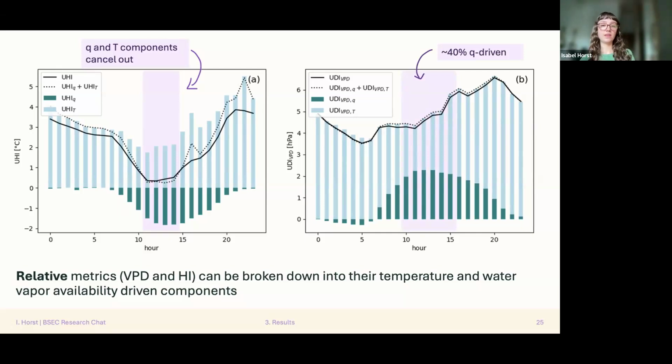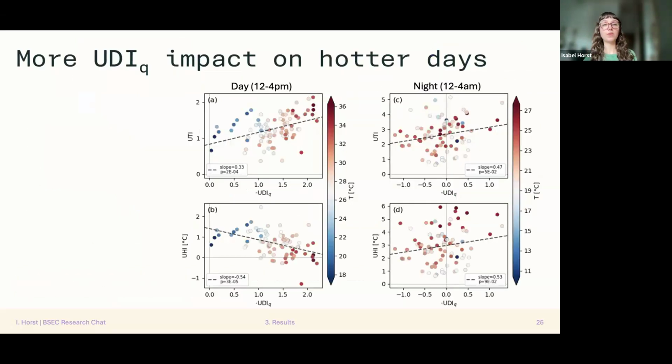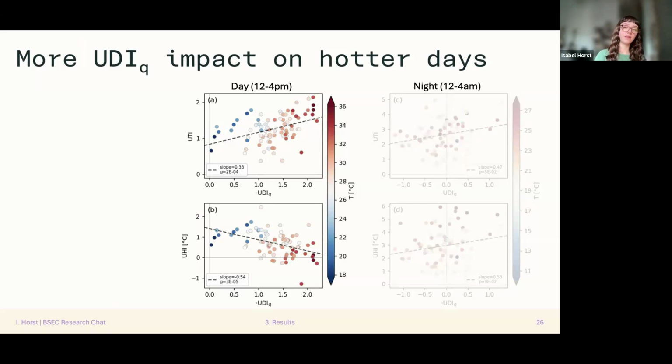So this is the diurnal variability, but I'm also interested in day-to-day variability. And when I looked at variations across individual days, we see that the urban dry island has a more significant impact on the UHI on the hottest days. So just focusing on this plot to the left first, this is a set of daytime averages. So each dot here is a day.